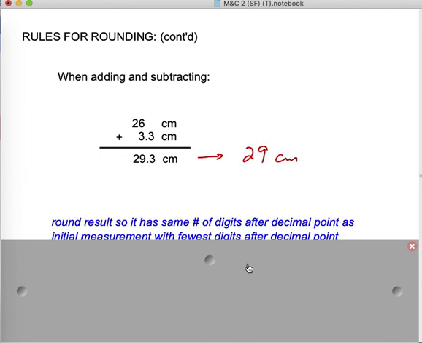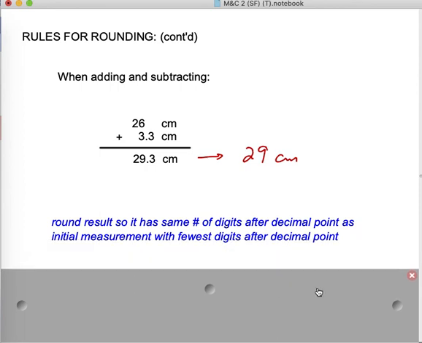Okay? So the rule for adding and subtracting is somewhat different. Round the result so it has the same number of digits after the decimal point as the initial measurement with the fewest digits after the decimal point. So it seems kind of strange that the way you round depends upon the type of operation you do, but that is the way it works.